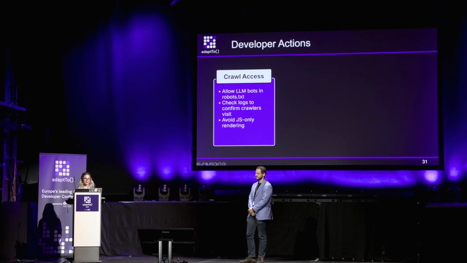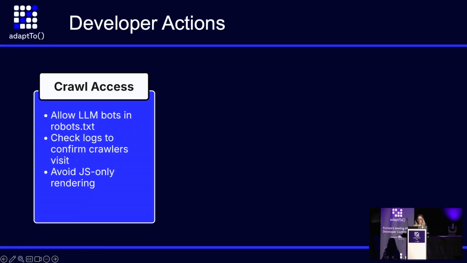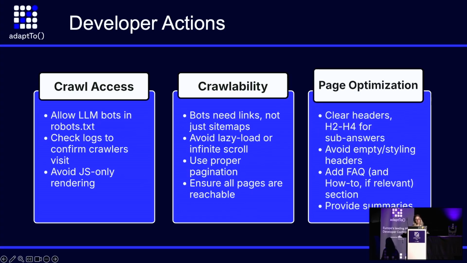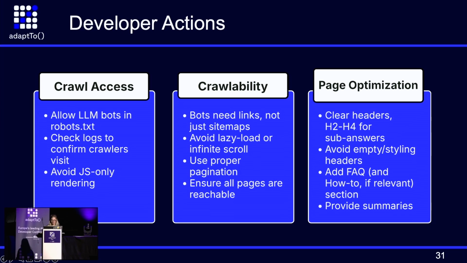First important thing is the crawl access. You should first of all allow LLM bots in the robots.txt file. Check your logs to confirm crawlers are actually visiting, and avoid JavaScript-only rendering. Crawlability: bots need links, not just sitemaps. Avoid lazy load or infinite scroll. Use proper pagination. Ensure all pages are reachable. And page optimization: use clear headers. Avoid empty headers. Add FAQ sections if relevant, how-to sections in your content, and provide summaries.